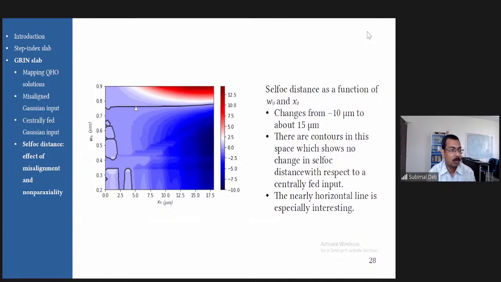So we have one width for which the self-focusing distance is not affected by the misalignment. That is more or less the conclusion that one can draw from this figure. But let me also tell you that this is a low resolution plot in the W0 X0 space. So you could have a lot more structures on this lower left side. That is what is expected. But the most interesting structure is this almost horizontal line in this plot.